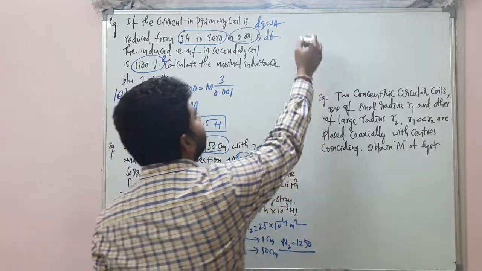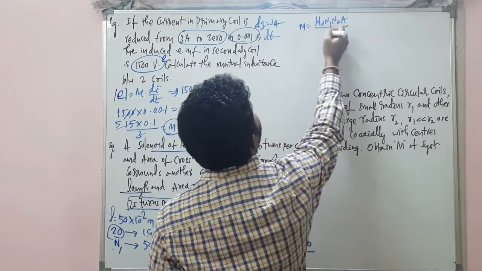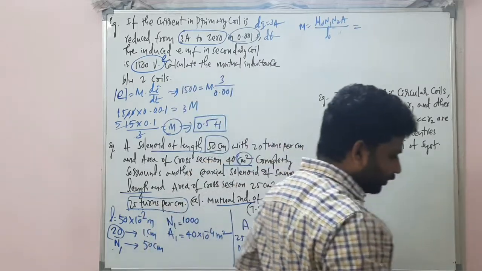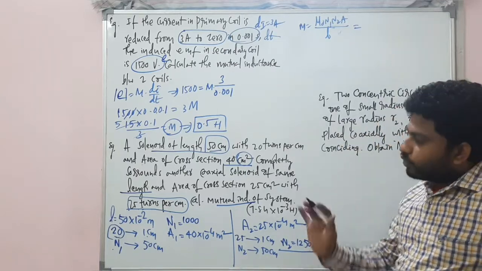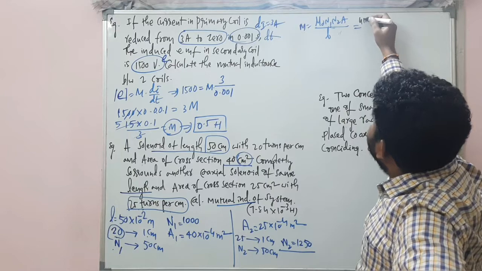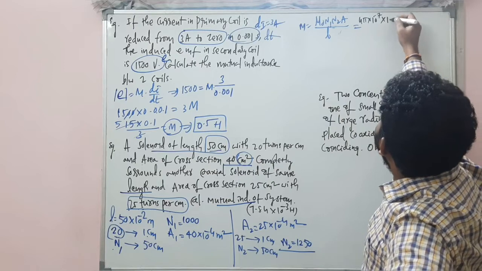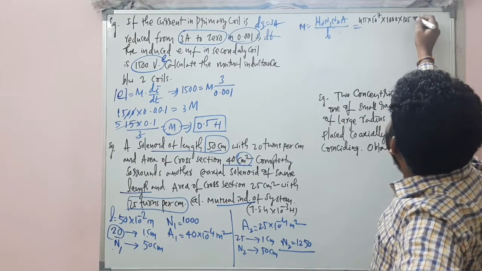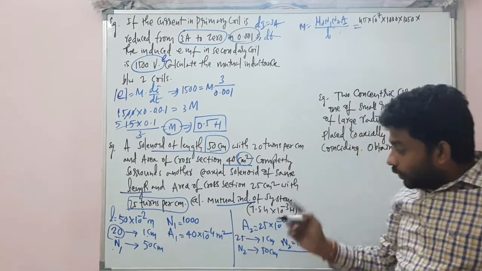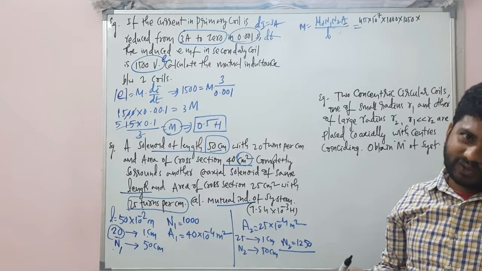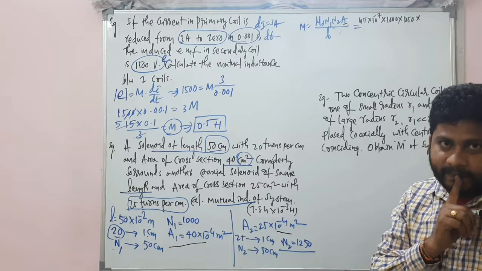So, what is the mutual inductance of the system? M is equal to mu naught N1 N2 A by L. Here comes an important point, my dear students. Mu naught value is 4 pi into 10 raised to minus 7, into N1, you have 1000, N2 you have 1250, into, here comes A. What is A? Two areas of cross section are given. One is A1 and A2 is also there. Which area do you need to take?